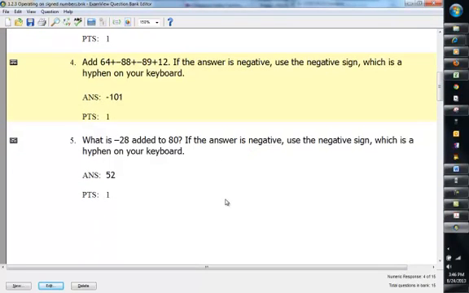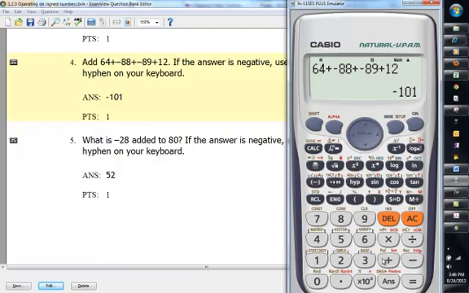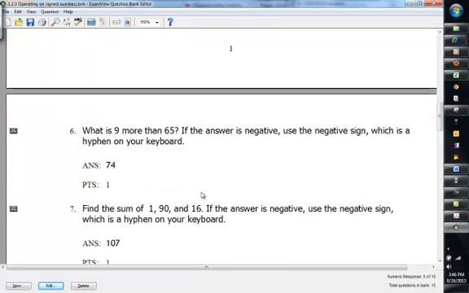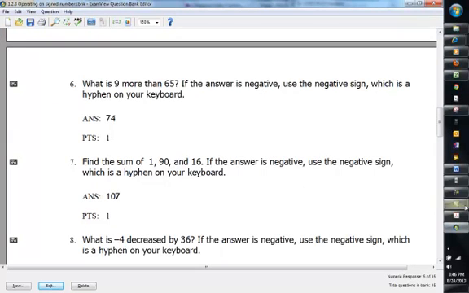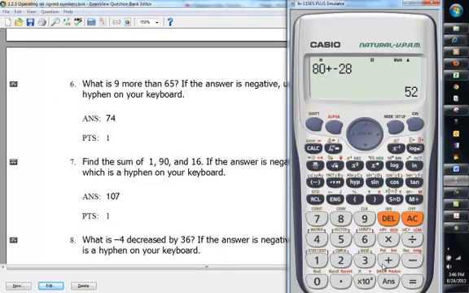Now it says added to. Remember, when you see the word to, you switch the order. So it's going to be 80 plus -28. 52 is the answer. 9 more than 65. Since we see the word than, it's going to be 65 plus 9 is 74.